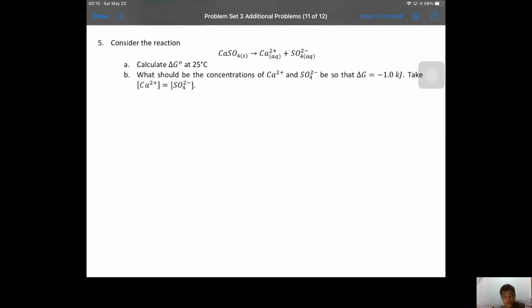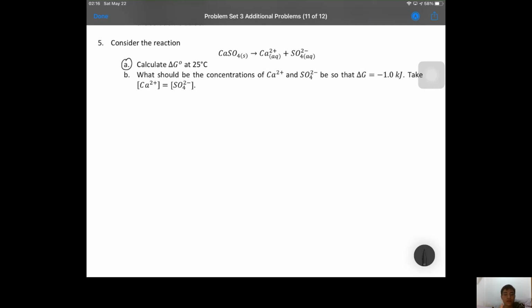So, we have this reaction. Calculate the delta G naught at 25 degrees Celsius and the concentrations. So, that delta G is negative 1 kilojoules. Take that they should be equal. Okay? So, bigyan ko kayong idea paano magsagot ng ganito. Sa letter A, madali lang yan.